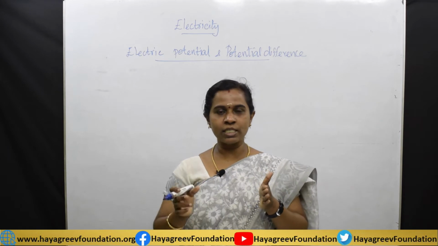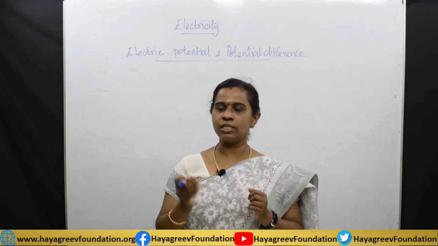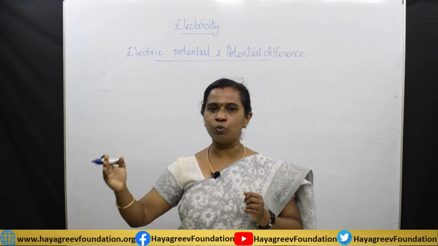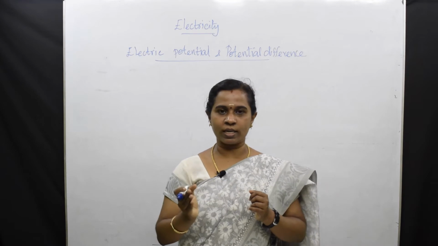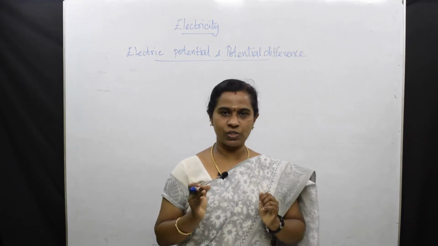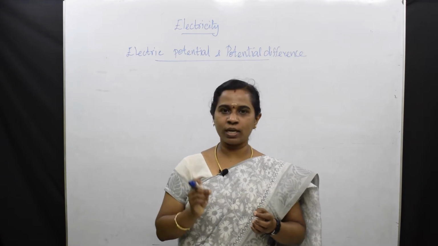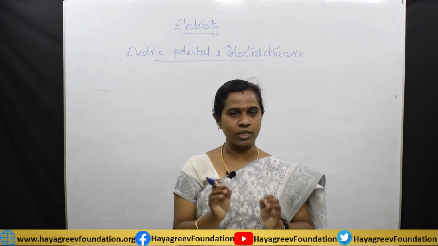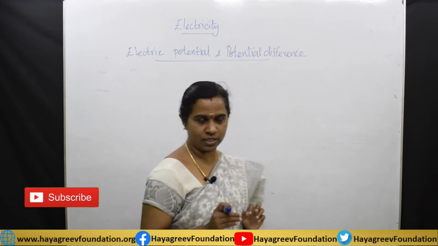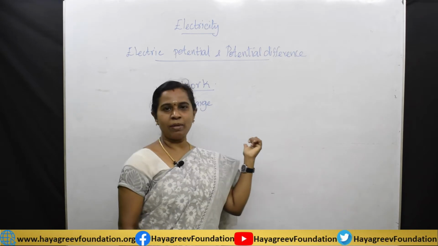So two ends having potential difference. What is meant by potential difference is nothing but the charges want to move from one point to another point. So we have to do work. That work is nothing but potential difference. So the exact definition for potential difference is the work done to move a charge from one point to another point. So potential difference is nothing but work divided by charge.